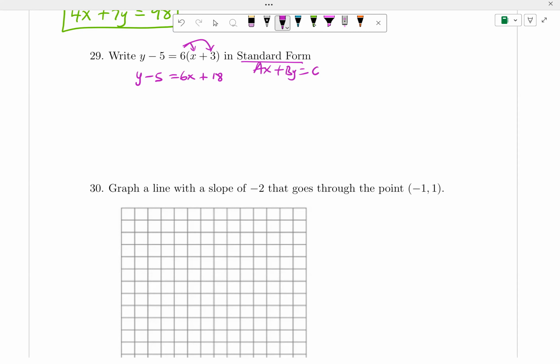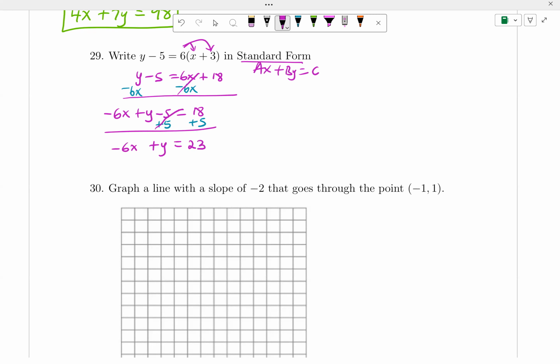We want the y and the x to be on the same side. So I'm going to subtract 6x from both sides. Let's do that, and then those cancel. So we end up having negative 6x plus y minus 5 equals 18. Well, the constant, negative 5, needs to be on the right side. So we're going to add the 5 to both sides. And it's gone now. So we have negative 6x plus y equals 23.